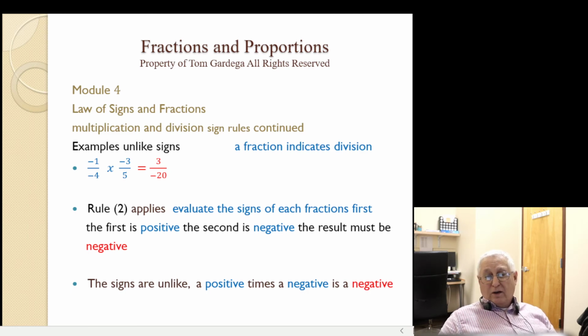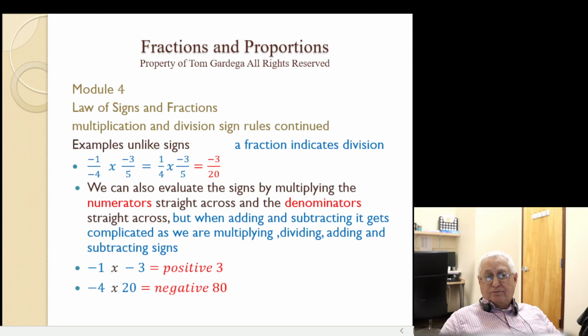I can also look at this and say, okay, this is a positive fraction times a negative fraction. The result would have to be negative. Rule 2 applies. Evaluate the signs of each fraction first. The first is positive, the second is negative, so the result must be negative. The signs are unlike. A positive times a negative is a negative.